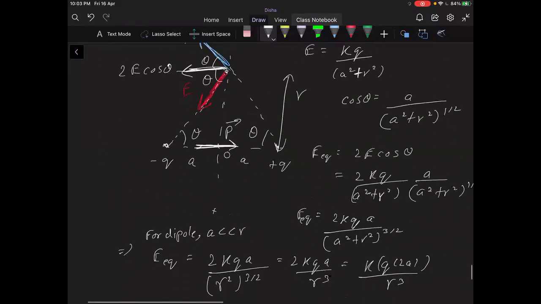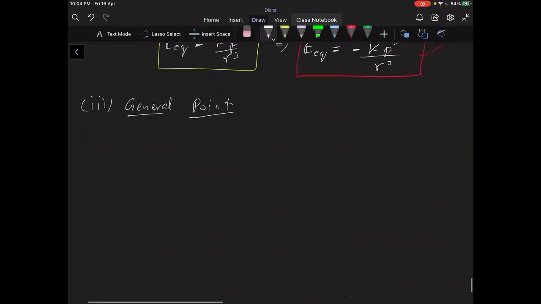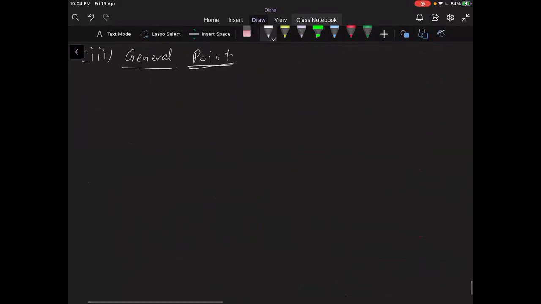And lastly, last but not the least, general point. Field at a general point is equally important, neither equatorial nor axial. Important for JEE purposes. So for a general point, there is actually a way. We'll not be deriving it. That will be too much for us. But I think the formula itself is quite good and useful.